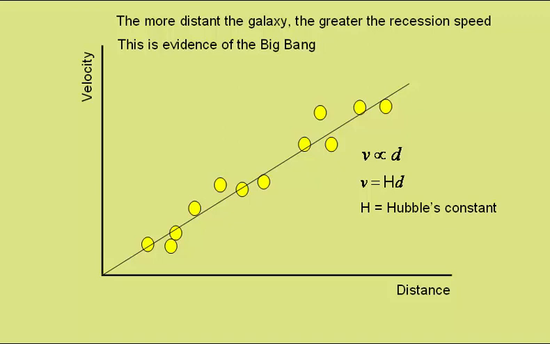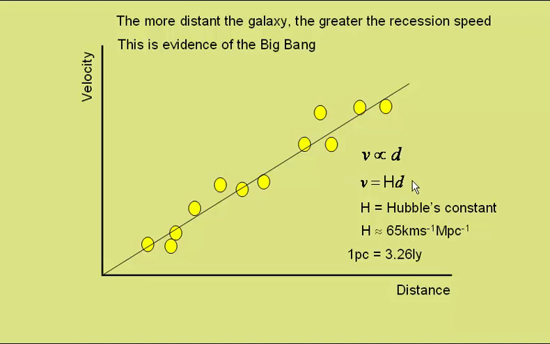As you can imagine, finding the distance to a distant galaxy is not all that easy, and the figures have changed significantly over the years. Although the current value for Hubble's constant is approximately 65 kilometers per second per megaparsec. Now, 1 parsec is equal to 3.26 light years, a light year being the distance that light would travel in a year.